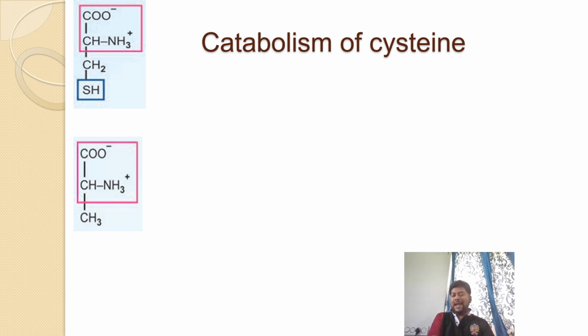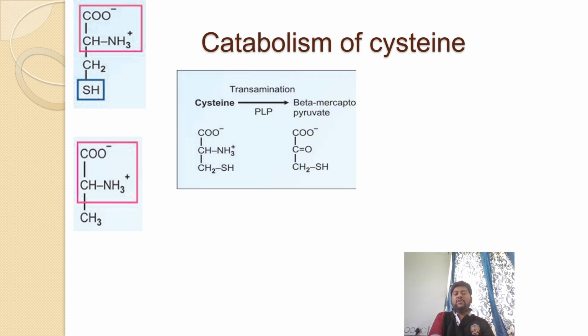So from this alanine, if you remove the amino group, what will it form? Alanine by transamination will form pyruvate. So cysteine, when it undergoes transamination, will also form an alanine-like compound but with an extra sulfhydryl group. That compound is beta-mercaptopyruvate. So cysteine, by the transamination reaction catalyzed by cysteine transaminase, loses its amino group and forms beta-mercaptopyruvate.